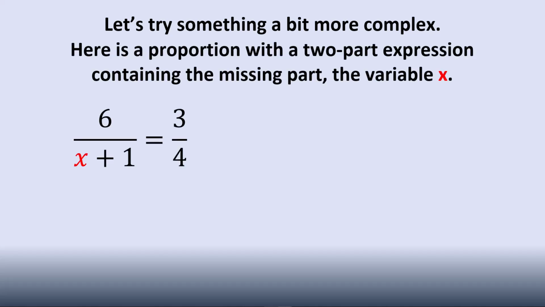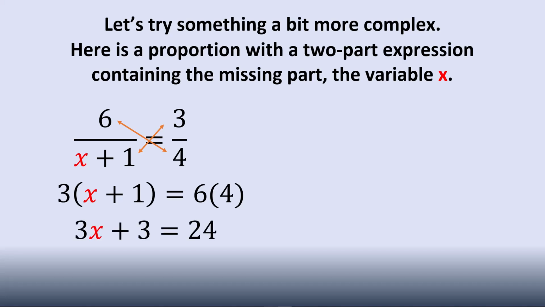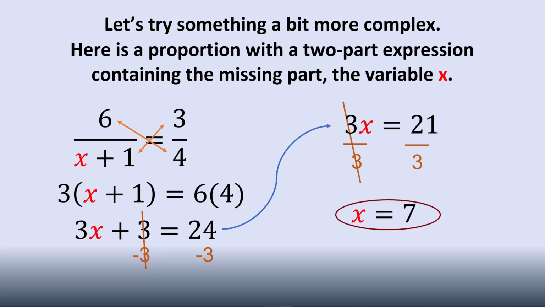Here is a proportion with a two-part expression containing the missing part, the variable x. We cross-multiply to get 3 times parentheses x plus 1 equals 6 times 4. We use the distributive property to get 3x plus 3 equals, and then 6 times 4 is 24. We proceed to solve the equation by using our processes. Subtract 3 from both sides to get 3x equals 21. Divide both sides by 3, x equals 7.